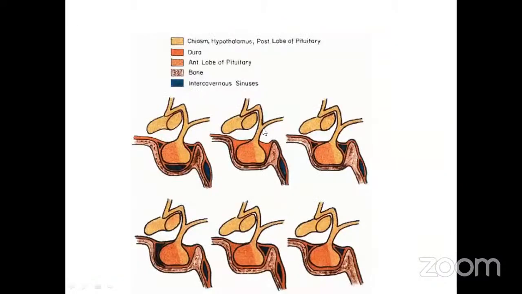Now, just the way the sphenoid bone is divided into different types depending on the pneumatization, we have different types of intercavernous connections. So let's look at this picture and try to understand it. These are the lateral, schematic views of the pituitary gland. This is a normal pituitary. This is anterior. This is posterior.